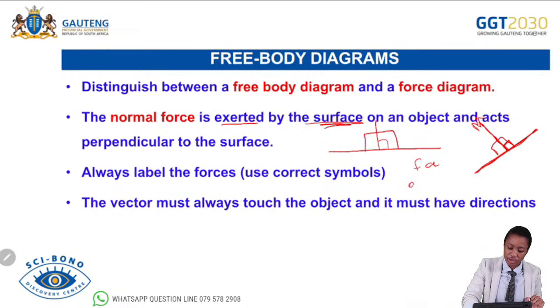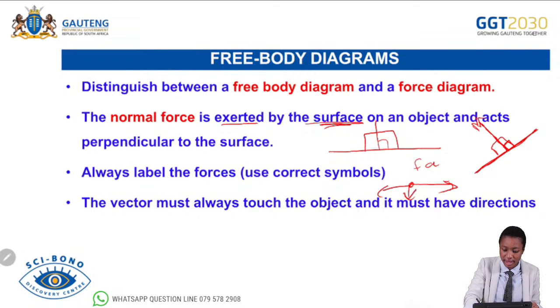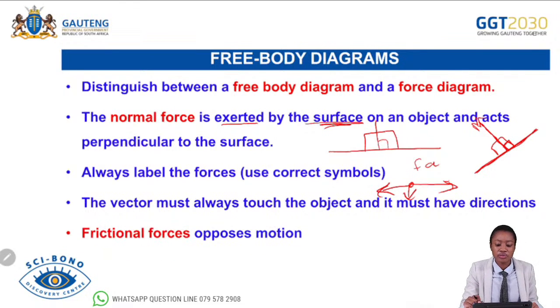If we're looking at a free body diagram, the tail of the vector must touch the dot that is that free body diagram, and it must have direction because it is a vector. So the arrowhead shows the direction in which it is going, either left, right, or down. It must have a direction in this case.